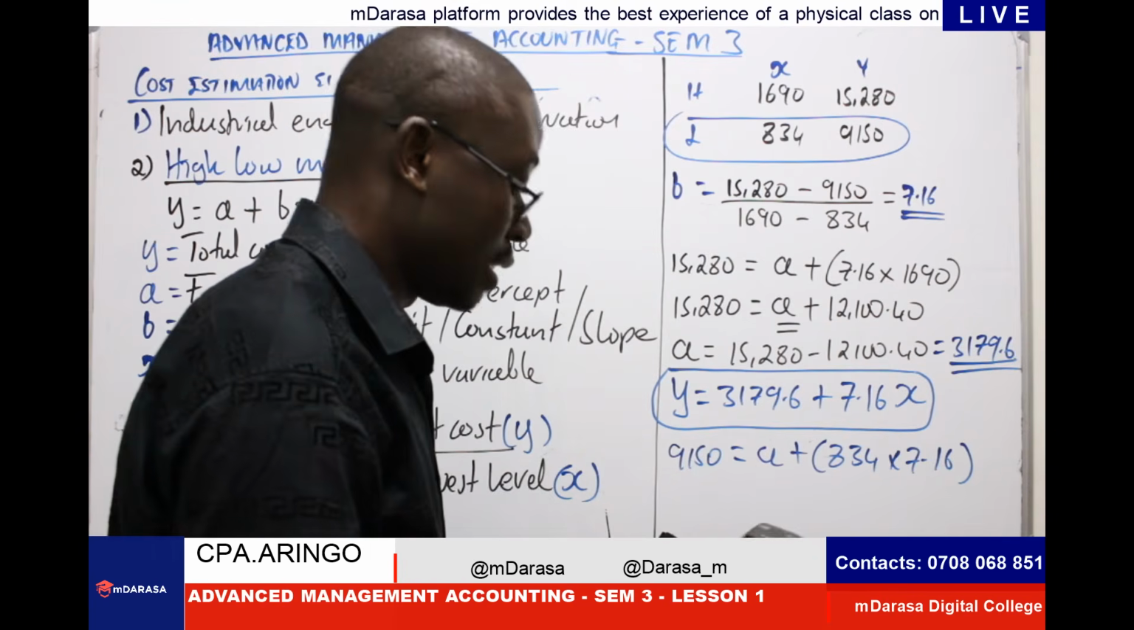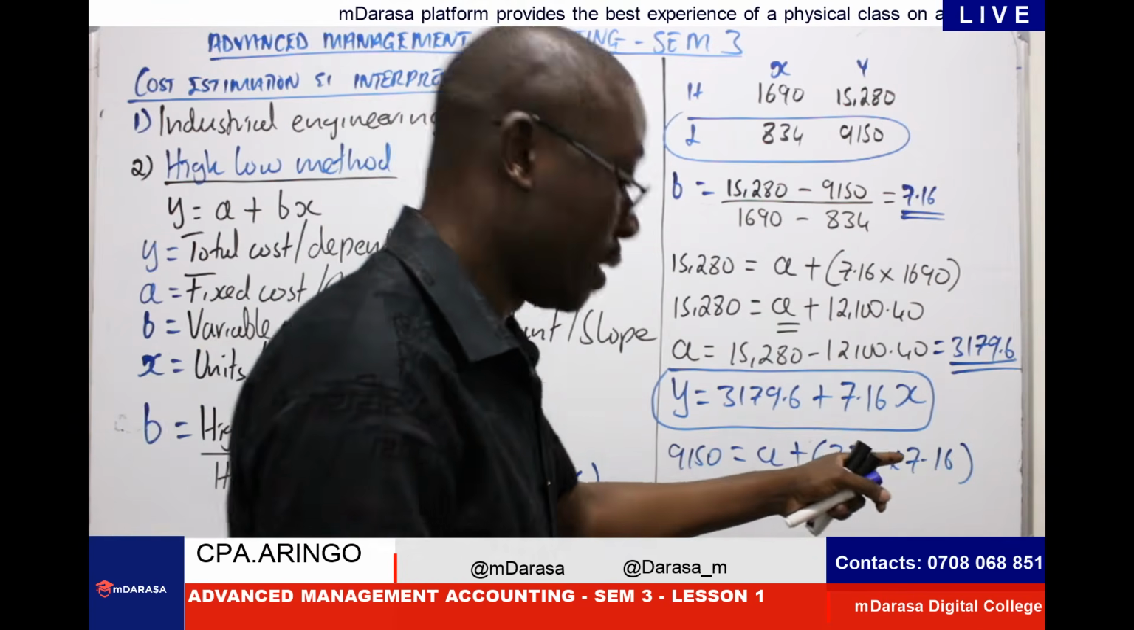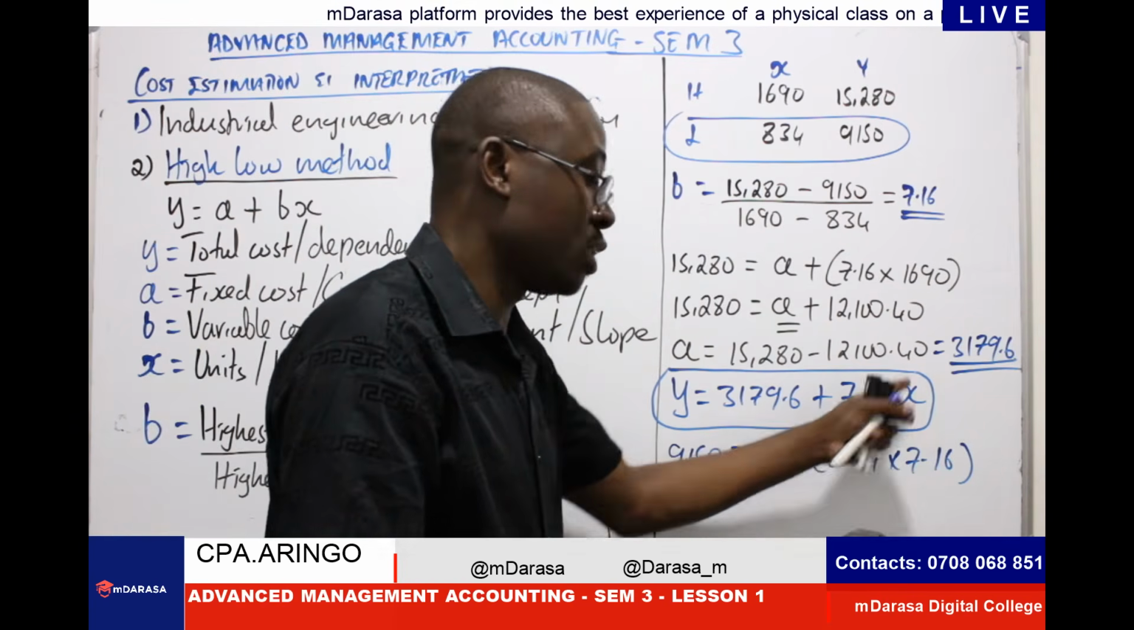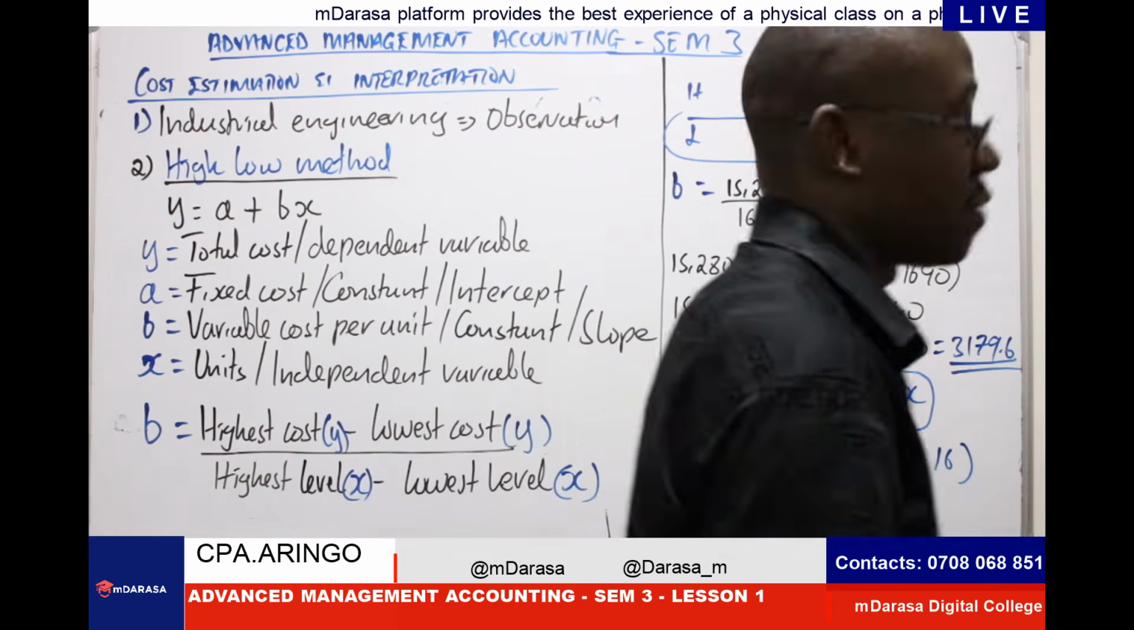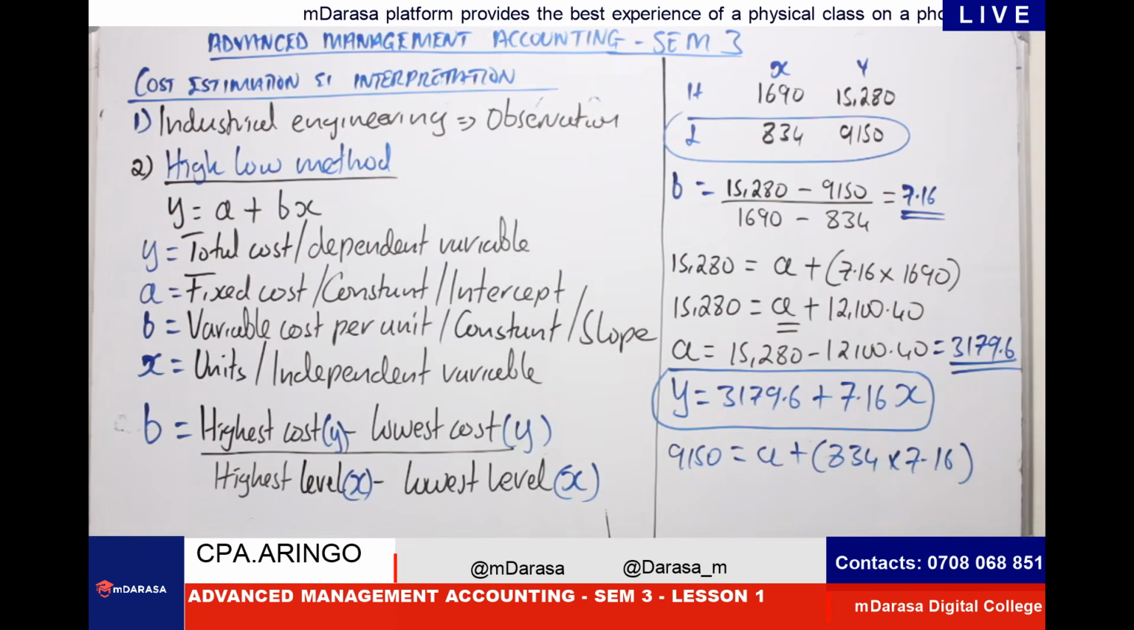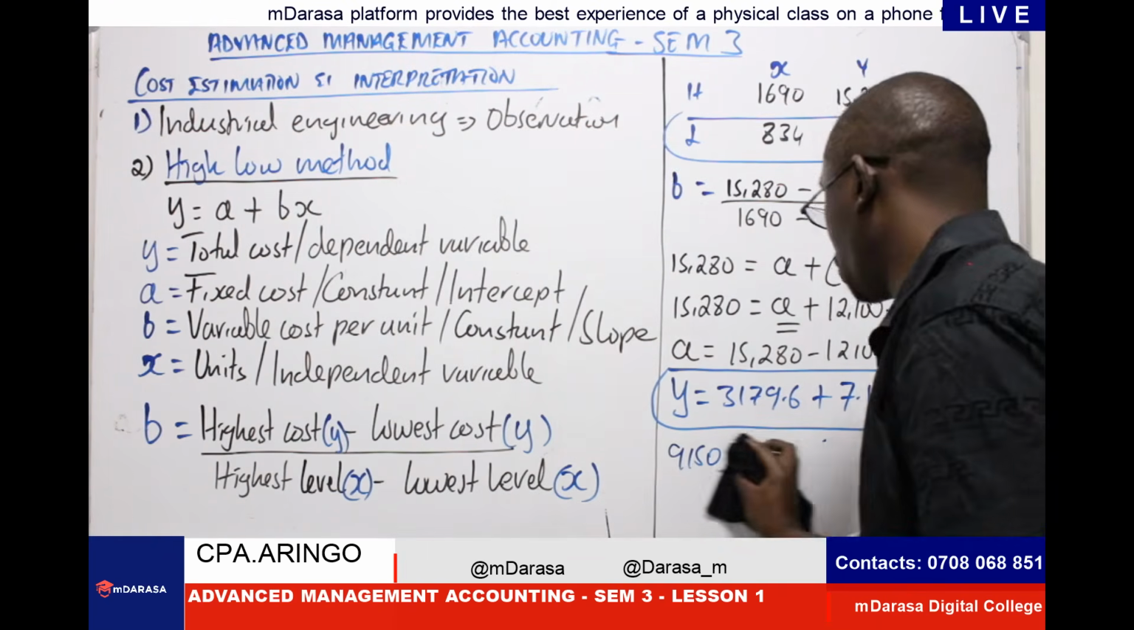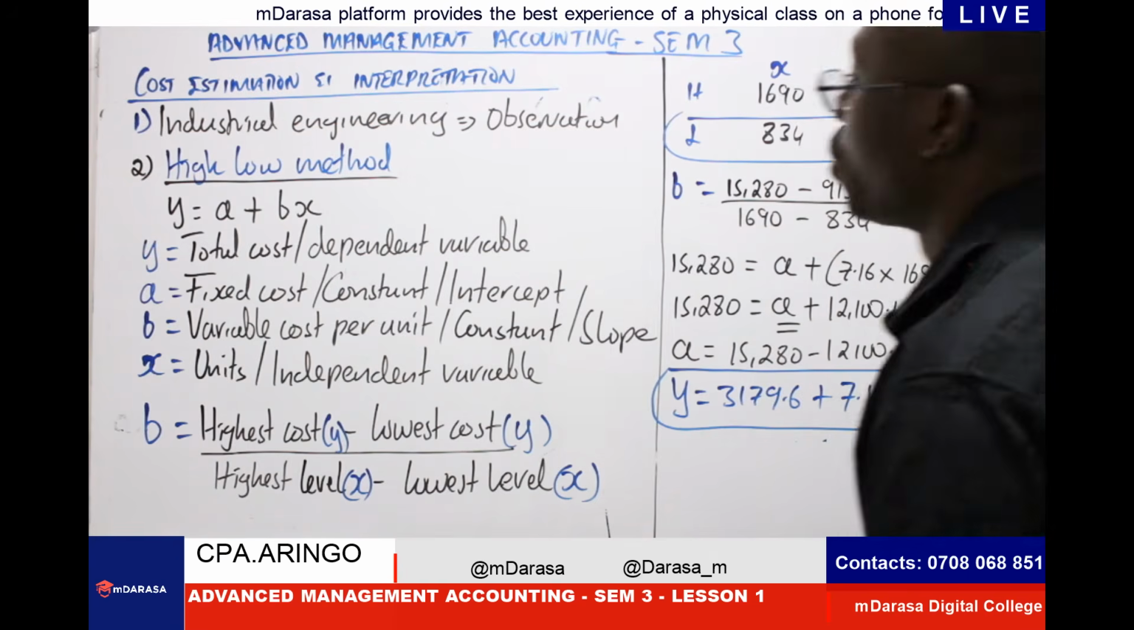See, you are getting almost the same value, 3178.56, which is literally 3179. So we are getting the same values. You'll find that using either of the equations will work. So this is the high-low method.